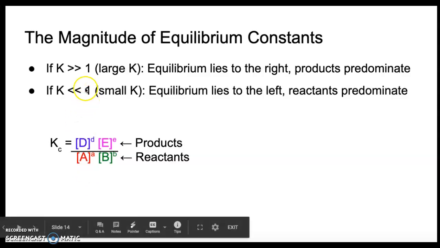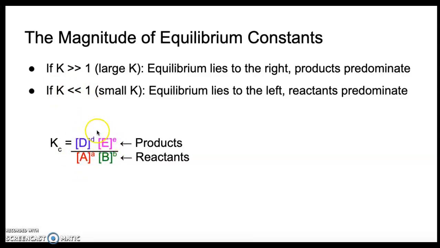On the other hand, if K is really, really small, if it's much less than 1, then looking at our equilibrium expression, that means that the numerator is very small and the denominator is very large. So there's not a lot of products, and there is a lot of the reactants still in the reaction mixture. So we would say equilibrium lies to the left, so towards the reactants, because the reactants are on the left side of the equation, and there's much more reactants than products in our mixture.